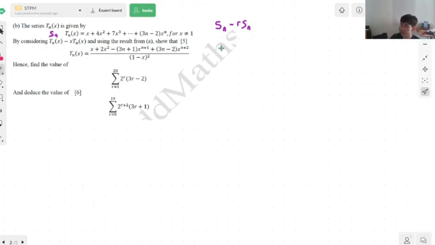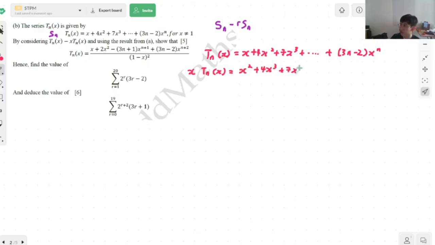So in this case, since I know that the sum is equal to x plus 4x squared plus 7x cubed plus goes on until (3n minus 2)x^n. And for x times the sum, now every term here, you times x, you times x, you times x, plus you times x again. So you get x^(n+1). Now we have to minus them and see what we have. So let's minus them. So sum minus x times sum.